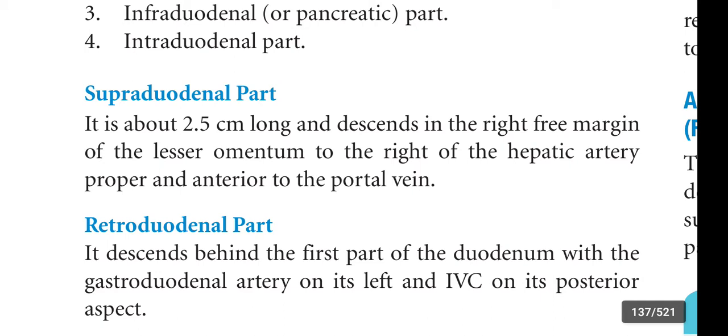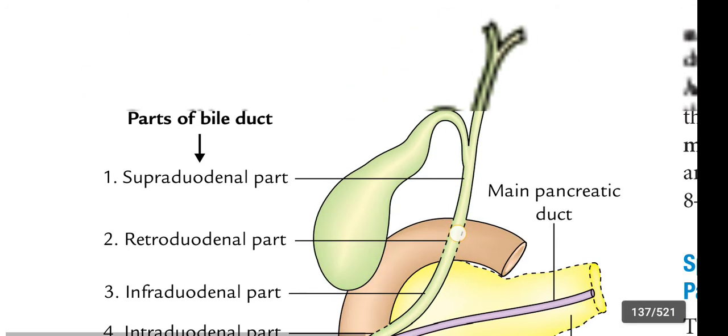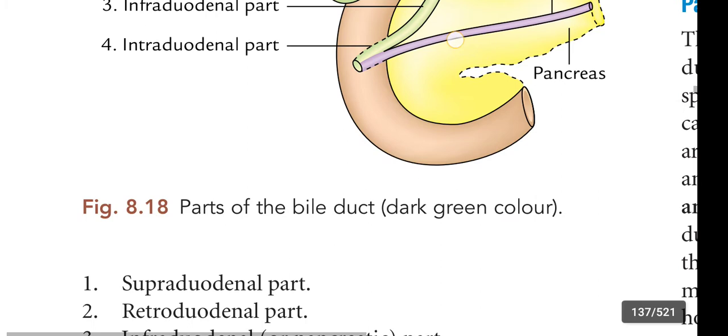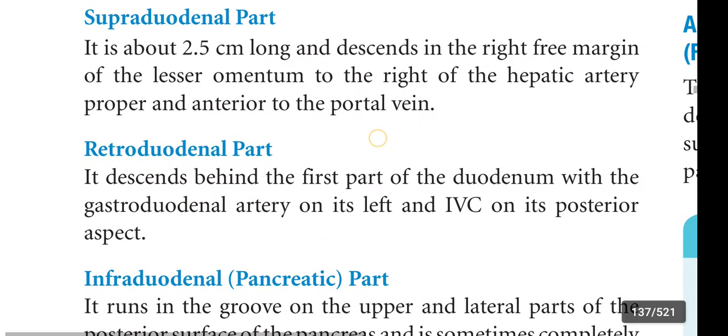It descends in the right free margin of lesser omentum to the right of the hepatic artery proper and anterior to the portal vein. Right of hepatic artery proper, anterior to portal vein. Not shown here guys. Remember this.